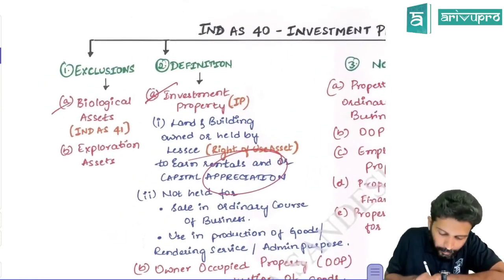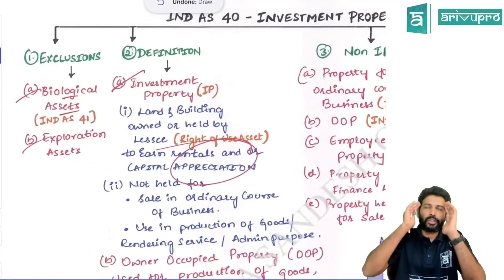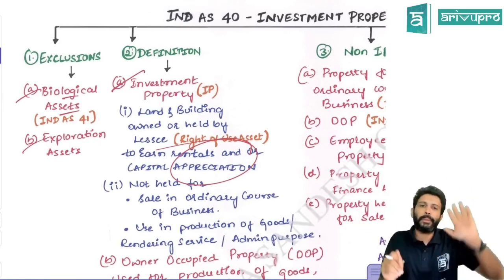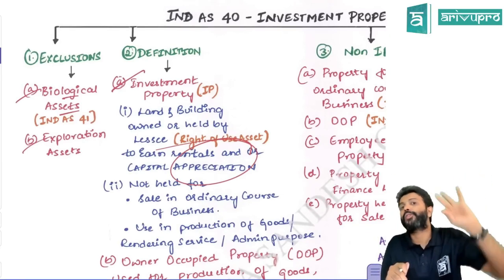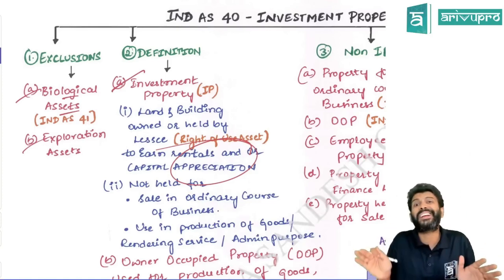This particular standard is not applicable for biological assets and exploration assets. So the first thing you need to know is the meaning here. We already saw the definition of PP. PP means a tangible asset held for use. The usage could be either to produce goods or rendering service, or administrative purpose, or rental purpose.